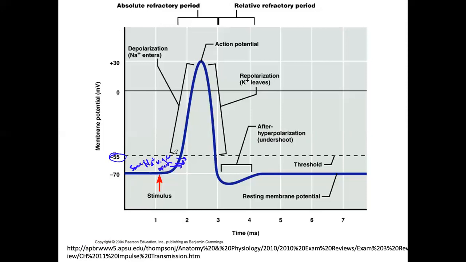Okay, if you hit negative 55, then all of the sodium voltage gated channels pop open in that region and sodium just floods into that cell and depolarizes it. Okay, so this is called depolarization. Sodium is going into the cell using what channels? And be careful, we have 2 channels. We have leak channels and we have voltage gated channels. Good, so it's going to be your voltage gated channels.